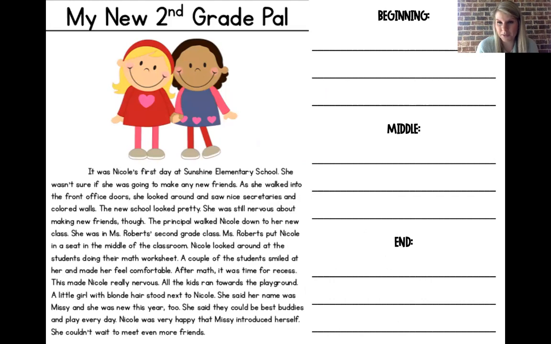What's the problem here? What is the problem in our story? What's gone wrong, or what is challenging Nicole, our main character? I think we could say our problem is she was nervous about making new friends. She was worried that she wouldn't have any friends at her new school. And then the problem is kind of solved at the end at recess when she meets Missy.